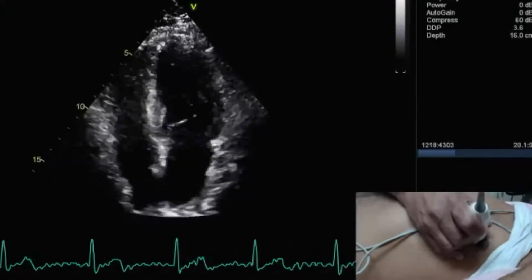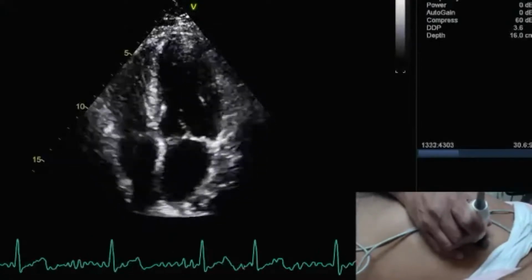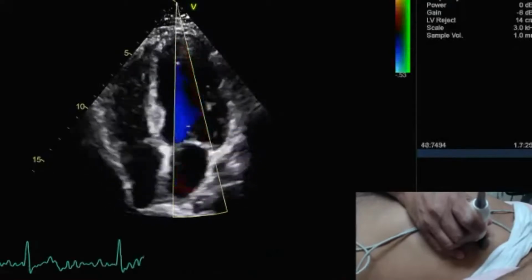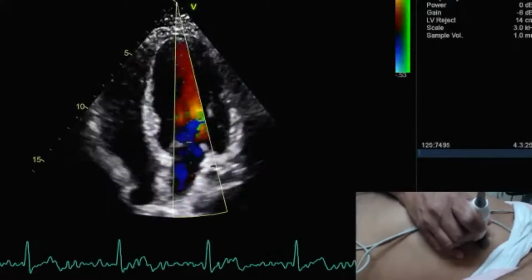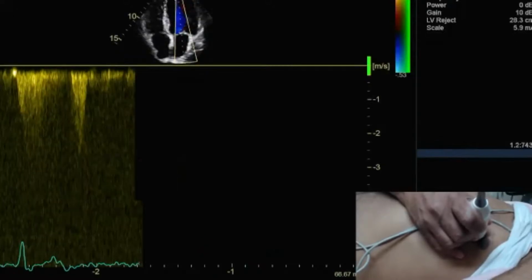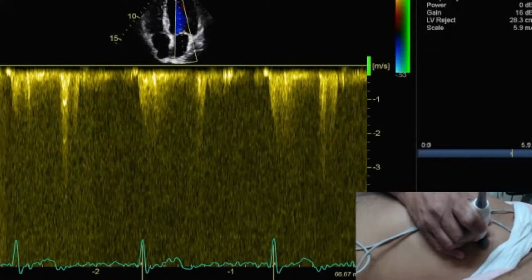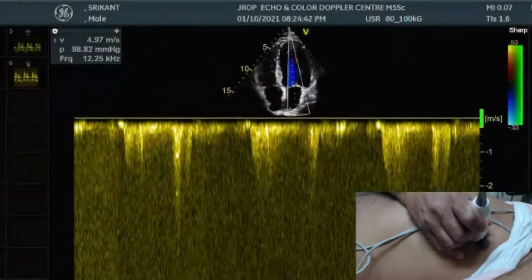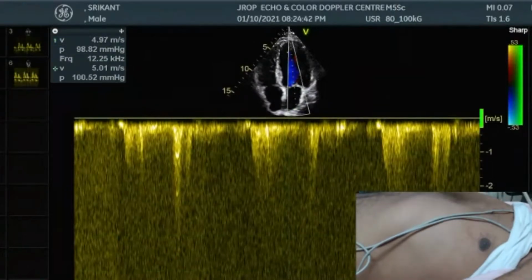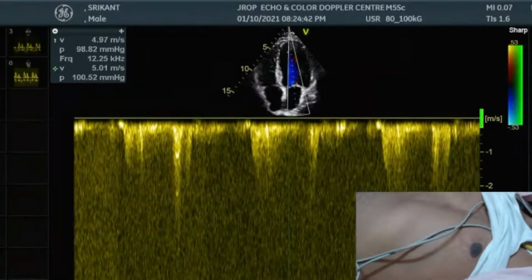Sir, can you please repeat how to measure BP? How to assess blood pressure? Very simple. Now look at this. I'm showing my mitral regurgitation jet. My MR jet is almost 4 to 5 meters per second. Now the gradient is 100 millimeters of mercury. This LV is pushing blood into the LA. LA has got its own pressure. Suppose it's 10. Normal LA pressure is 10. So 98 plus 10, 108 is his blood pressure in the absence of any aortic stenosis.